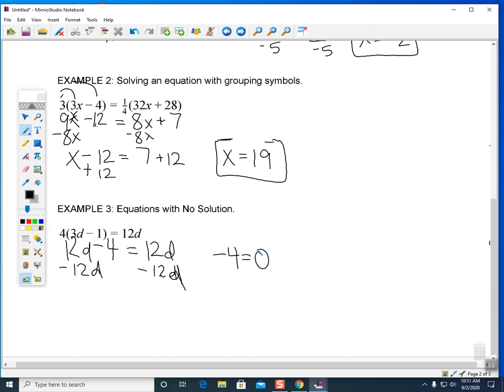And if it has no solution, then that's just all we're going to write. We're going to write no solution. There is no possible way for me to find a number so that 12d minus 4 equals 12d. It's always going to give me something that's not equal. No possible solution.